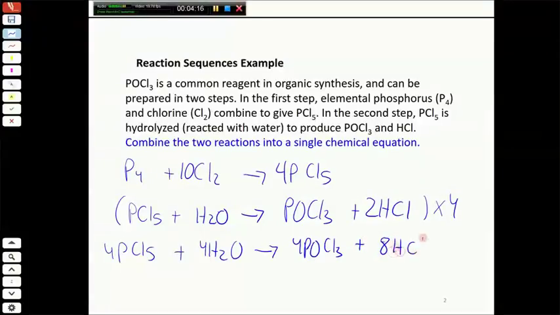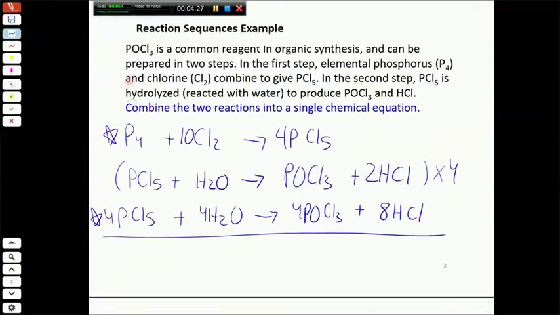And then what we're going to do is combine this first equation with this modified second equation. What we see now is that on the reactant side we have P4, so everything on the left side of the arrow we just add together: P4 plus 10 Cl2 from the first equation, and then from the second equation we have 4 PCl5, but we know that's going to be an intermediate that cancels out with the product on the other side, so that's not going to appear in our overall equation. And then we have 4 H2Os left over.